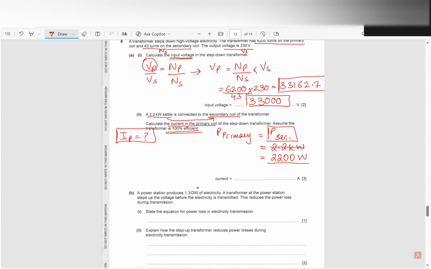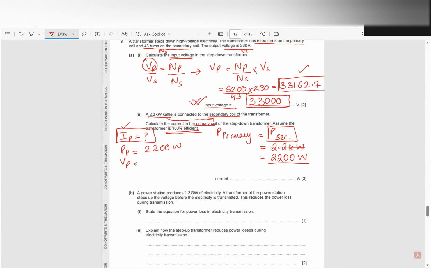So we have input power. We're simply going to write over here, primary side power is 2,200 watts. We also figured out the input voltage in the previous part. So we're going to have the input voltage here, but this is not going to be the final rounded answer. We're going to be using the unrounded answer.